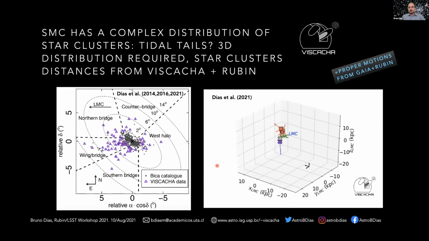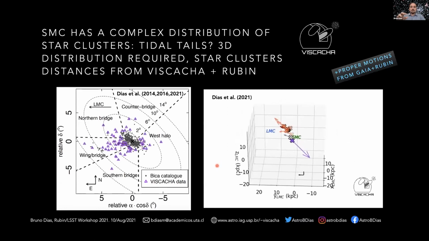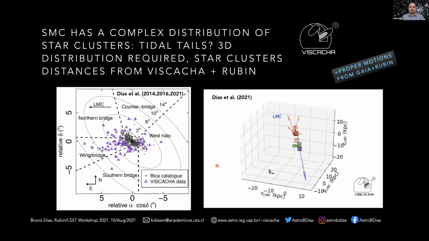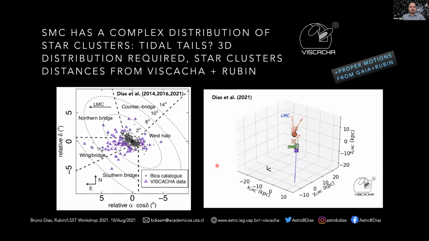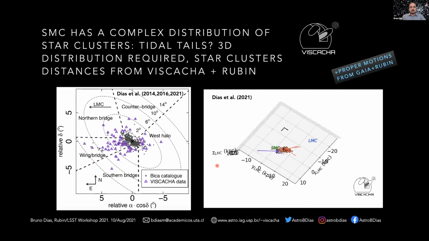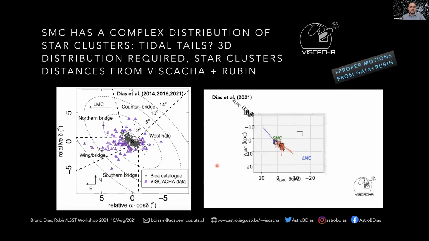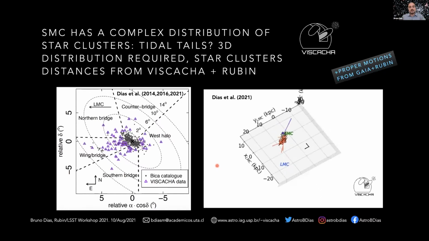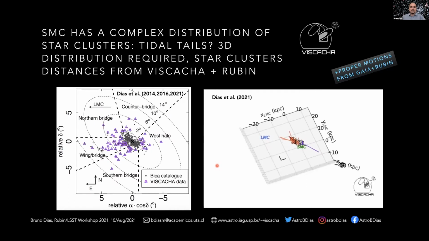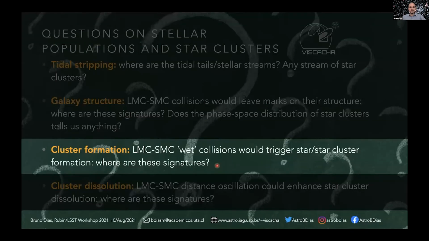On the movie, you see here a 3D distribution of the star clusters, a couple of selected star clusters, and the vectors show their movement, right, using Gaia proper motions and radial velocities combined, and the distance obtained by the Vizcacha survey. Now the Rubin would obtain also the distance and proper motions, would complement this map and have a better trace of all these structures in the SMC and also in the LMC.